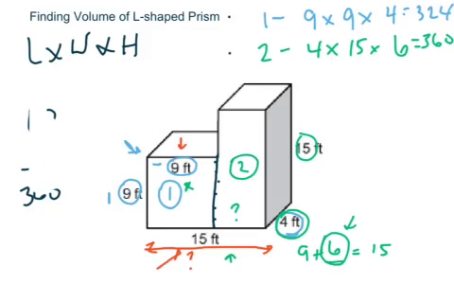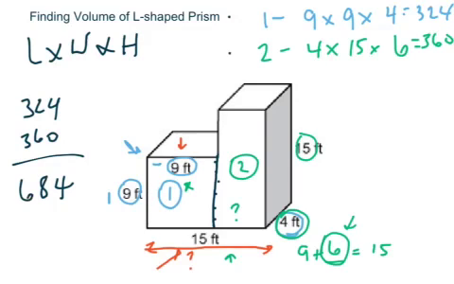Okay, now I need to add up my two totals. So again, let me clear this off. I found the volume of both rectangular prisms. Now I need to figure out the volume of the total L shape. So that's 324 plus 360. I get an answer of 684. So 684, and the measurement is feet, so 684 feet cubed is my answer.